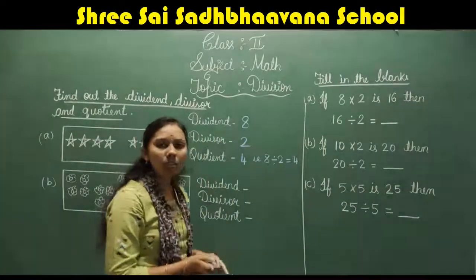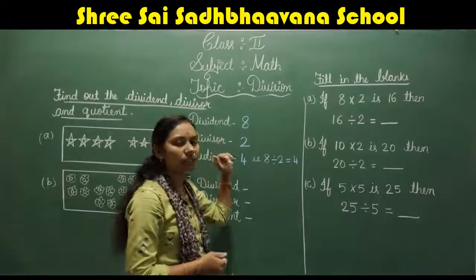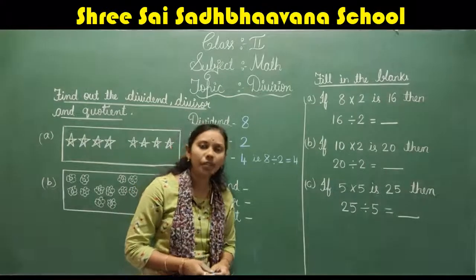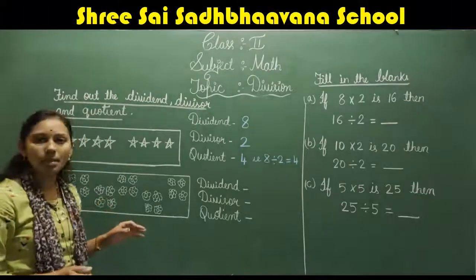Now we have found the dividend, divisor and quotient. Right, children? Now let us do one more sum.